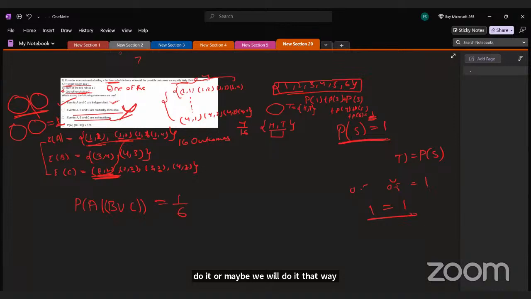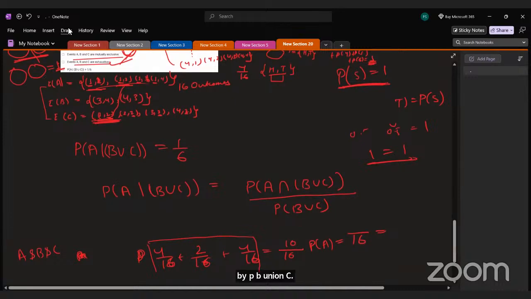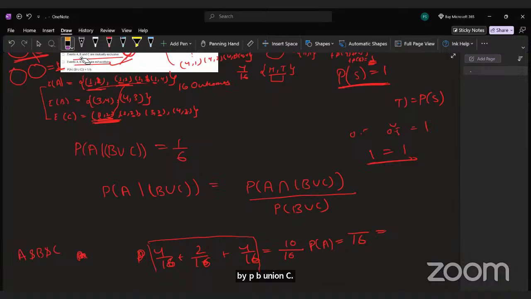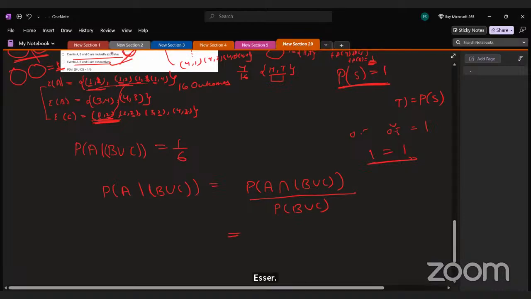It's given as 1 by 6. Okay, this is given to us as 1 by 6. So by conditional probability, P of A given B union C is equal to P of A intersection B union C by P of B union C. Yes, this is from the conditional probability rule.